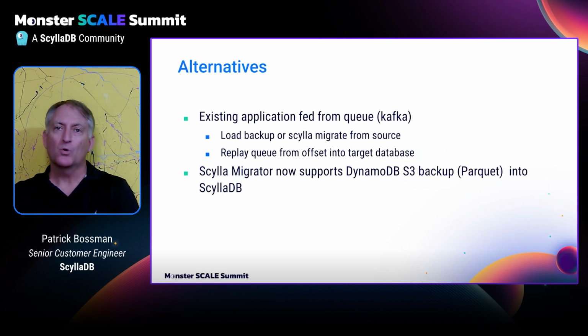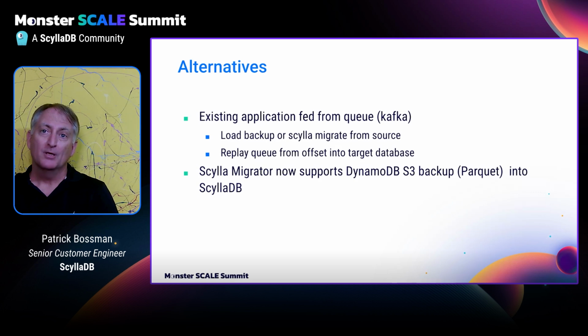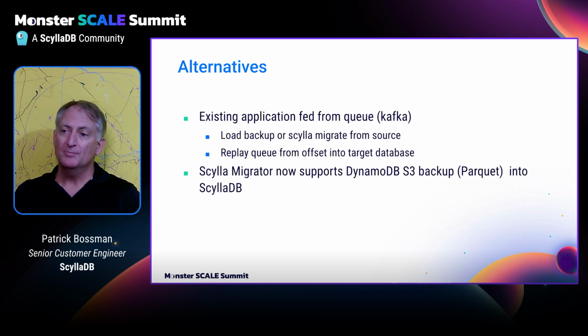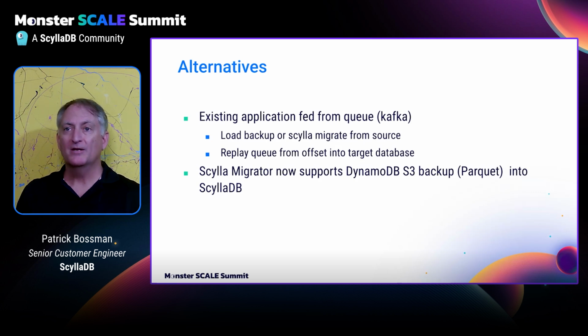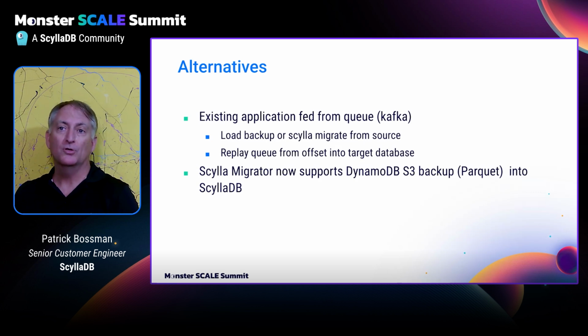Some of the alternatives for DynamoDB migration. Sometimes instead of using streams, the application will have a Kafka queue. And so instead of having to pick up those mutations, what some of our clients have done is they'll mark the offset in the Kafka queue when the forklift begins. And so after the forklift phase is done, they'll just replay the Kafka queue to the target database until it catches up. So instead of using DynamoDB streams, if your application is using Kafka, that's another option that's available.